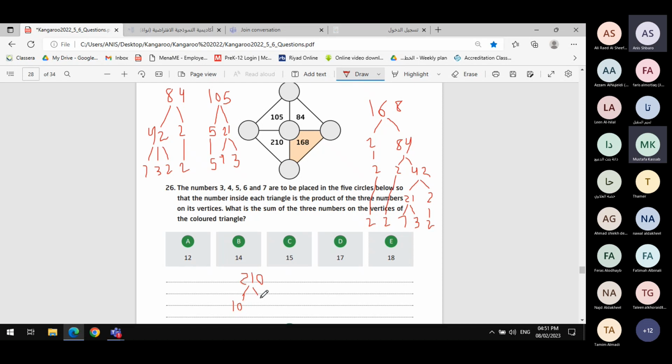10 times 21, right. And 21 is what? 7 times 3. Great. And 10 is 2 times 5. Great. This is the final answer. So 2, 5, 3, and 7.